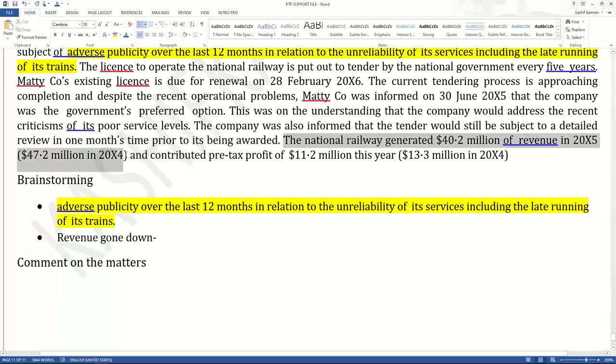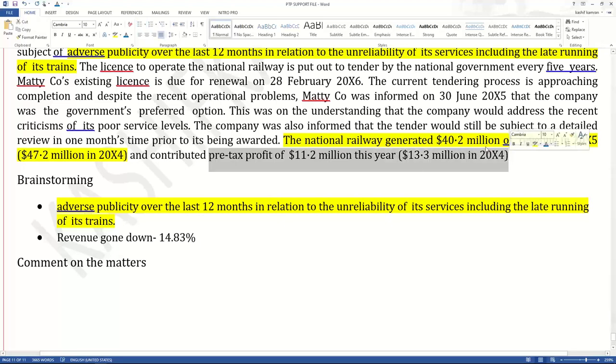See this? Last year it was 47.2 million. This year it's 40.2 million. Okay, the revenue has gone down by 14.83%. So does that mean the adverse publicity is taking a negative impact on the financial numbers? Right? And how much has the profit gone down? The pre-tax profit this year is 11.2. The last year, the pre-tax profit was 13.3.